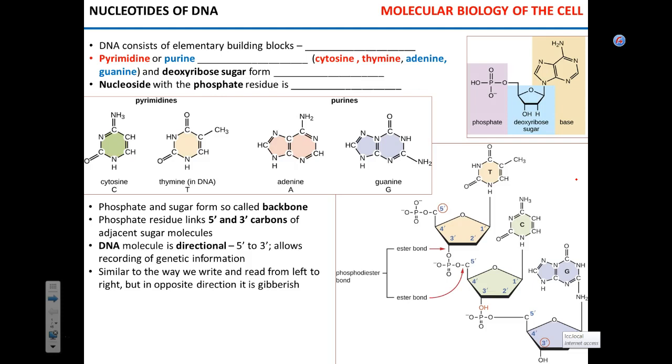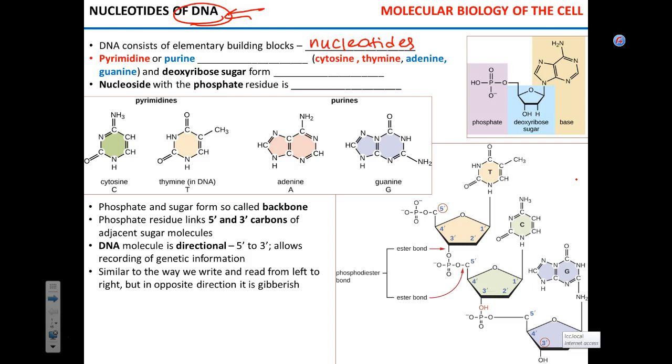So DNA, the molecule that carries the genetic information, consists of elementary building blocks. There are four of them, okay, that we call nucleotides. Nucleotides can be of two different types. Essentially, each nucleotide is a large organic molecule that consists of three major parts, which we're going to describe.